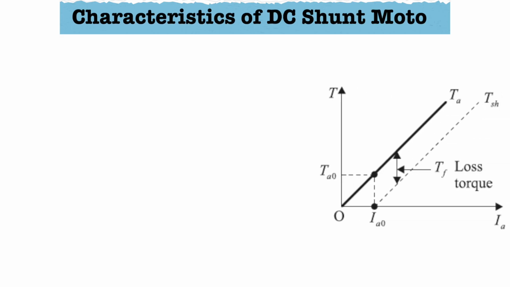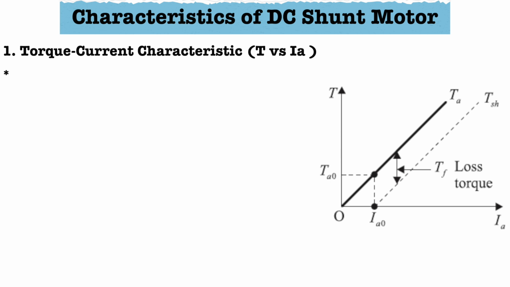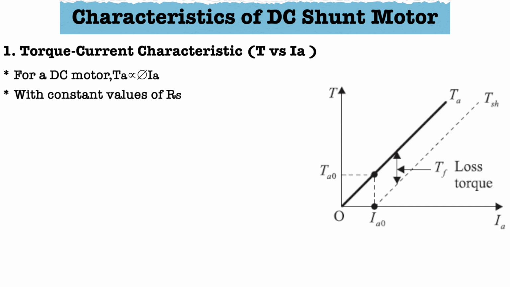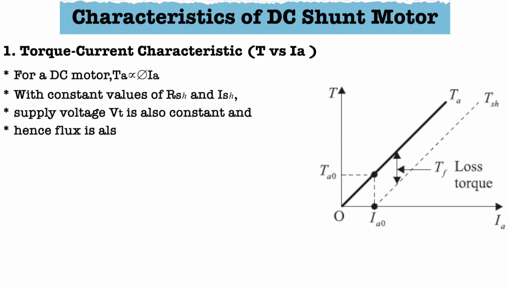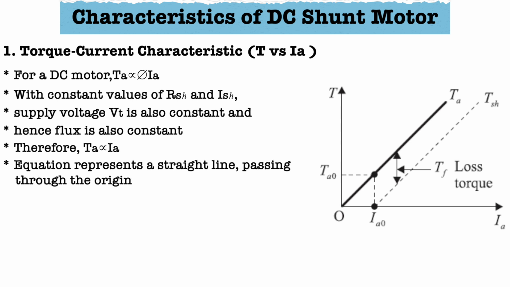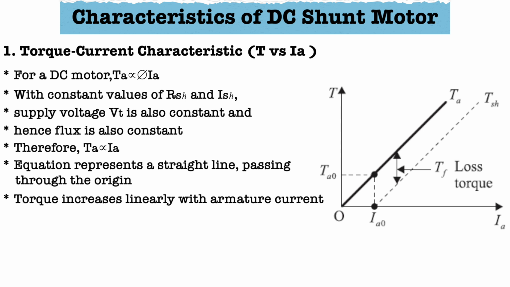Characteristics of DC shunt motor. The first one is the torque current characteristic, T versus Ia. For a DC motor, the torque is proportional to the product of flux and armature current. For constant values of Ra and supply voltage Vt, the flux is also constant. So, we can write that torque is proportional to Ia. The equation represents a straight line passing through the origin, as you can see in the characteristics plot. The torque increases linearly with the armature current.